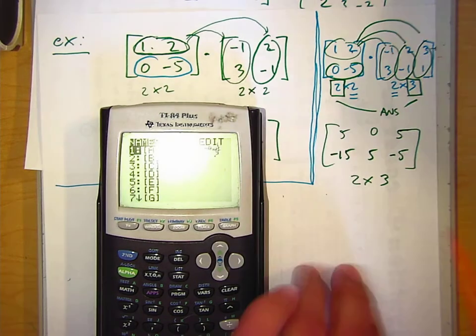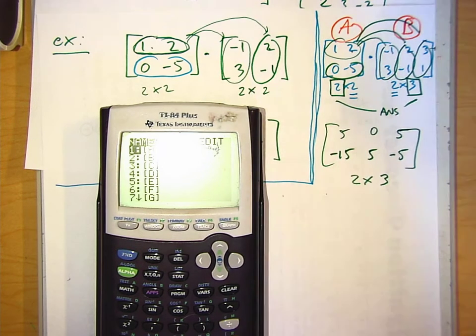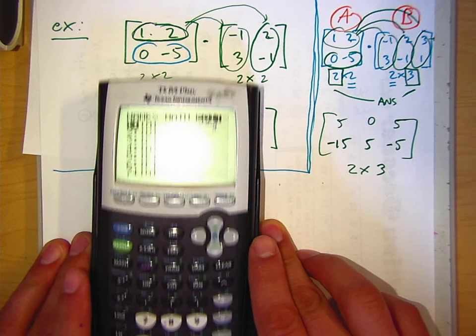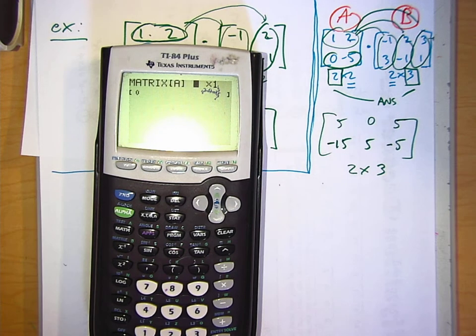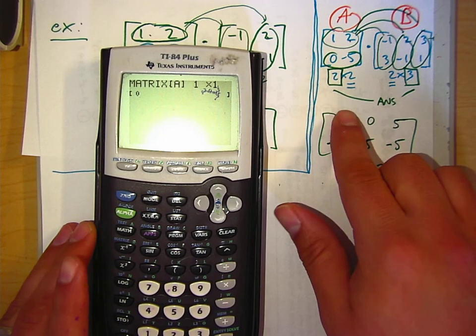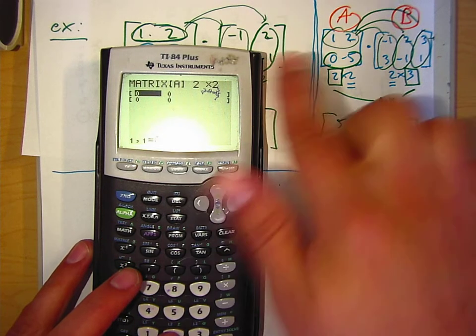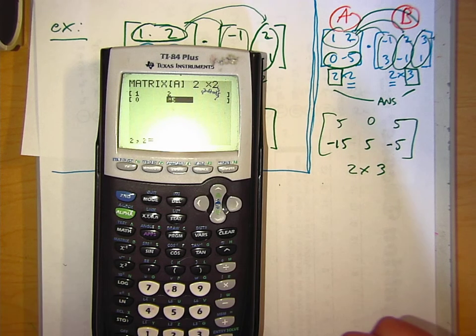just to review, let's say I want to make this one A and this one B, okay? I would go to Edit, and then I would go ahead and change the size to what? 2 by 2. And this is a pretty intuitive thing. Now you just enter exactly what the matrix is. So 1 and 2 in the first row, and then 0 and -5 in the second row. Okay? So now matrix A is programmed in your calculator.